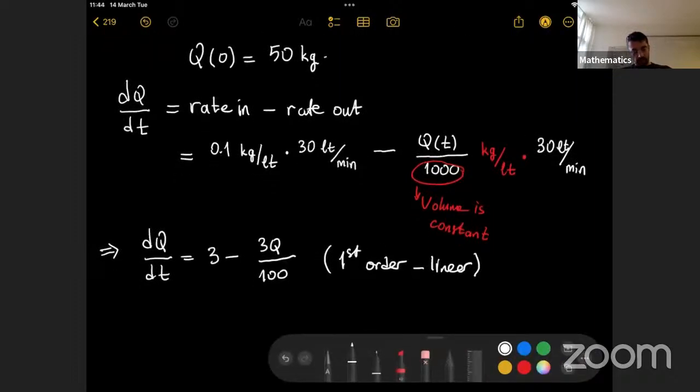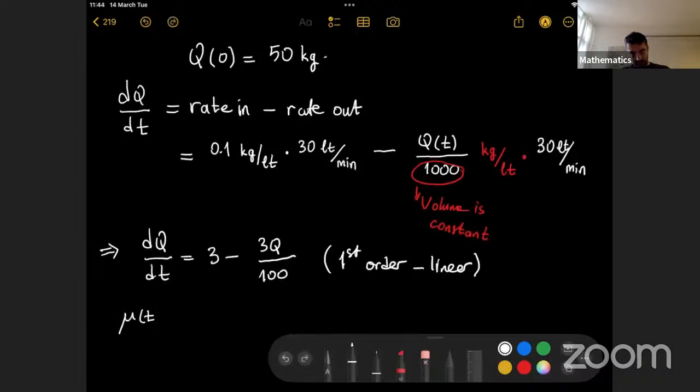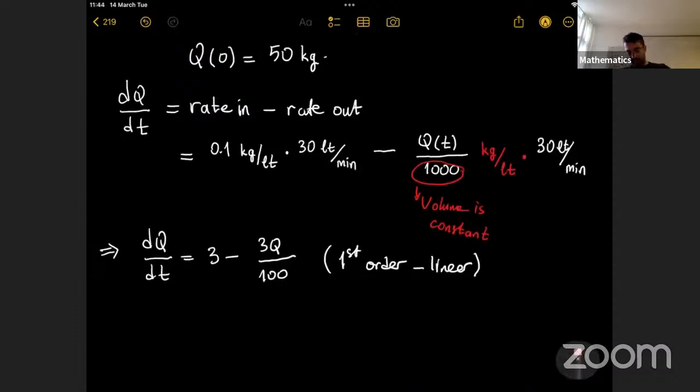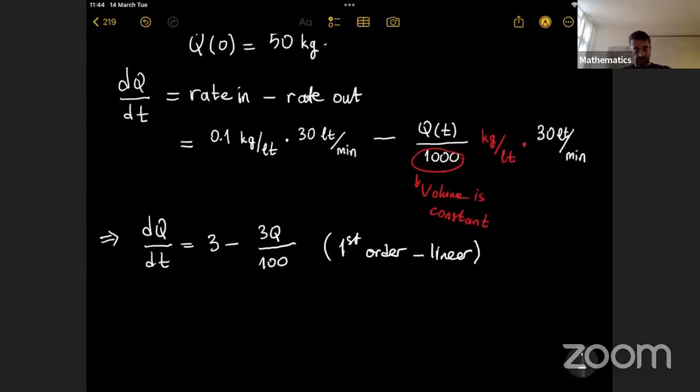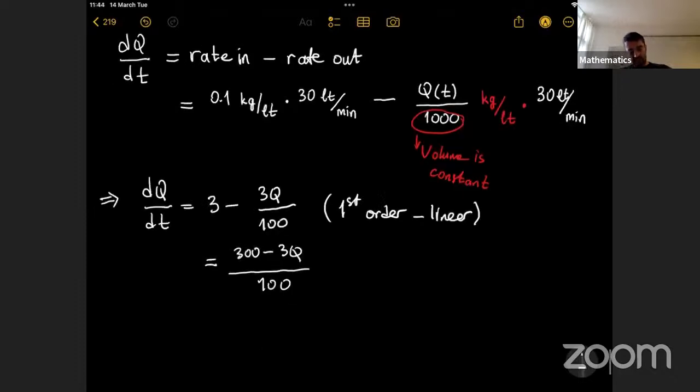Well, here mu is, well, we don't even need that. You can do it, but it's easier than that. You don't need an integrating factor here because it's a separable equation. It's basically 300 minus 3q over 100. So you can write this as dq over 300 minus 3q, and integrate, is equal to dt over 100, okay?